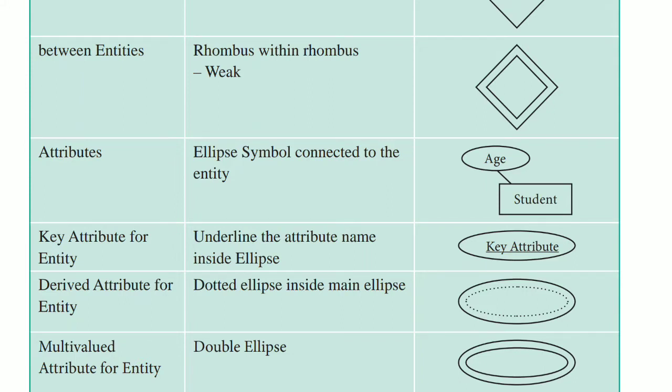Next is derived attribute. An attribute which is derived from another attribute is known as a derived attribute. For example, you can calculate the age by using the date of birth. Date of birth is an attribute, so you can get age from that date of birth. This kind of derived attribute is denoted by a dotted line inside the main ellipse.